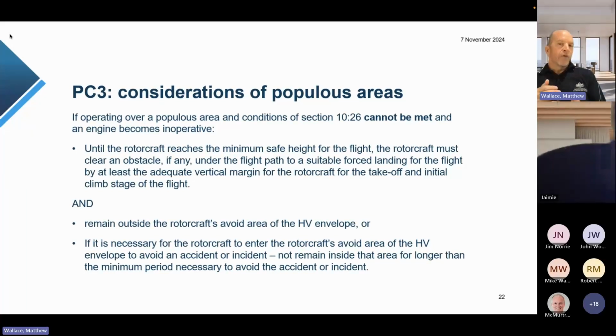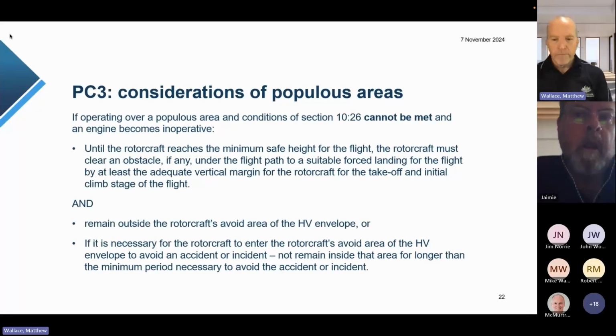So if we can't meet those conditions in 1026, then until we get established at our transit height, we must have a suitable forced landing area that we can reach. And of course, remaining outside the HV envelope, or if we need to enter the HV envelope, doing that for the minimum time necessary. So those things we spoke about in 1026 in terms of the chip detectors, if you don't have that, you can still operate, but you must comply with this condition.